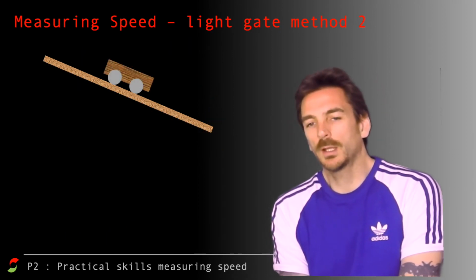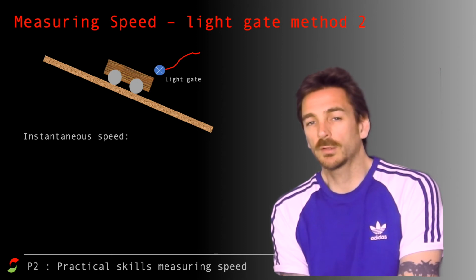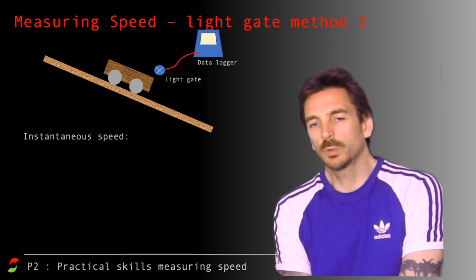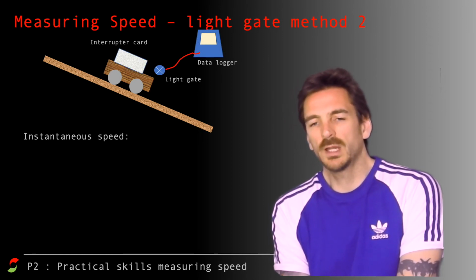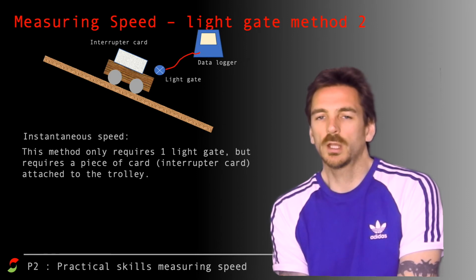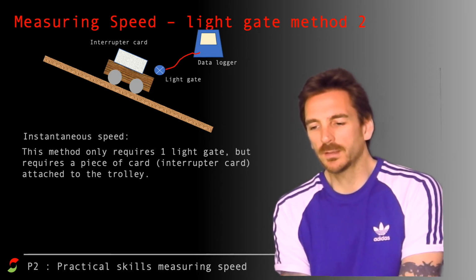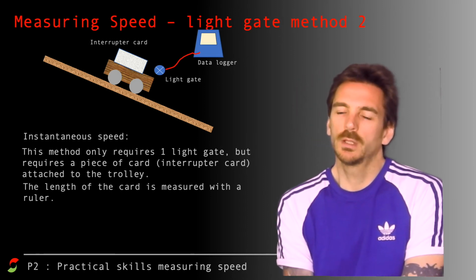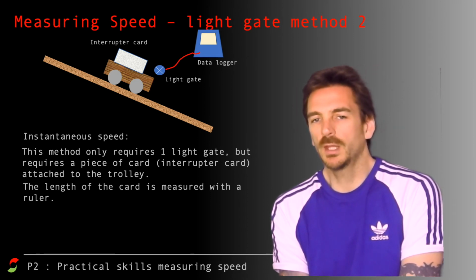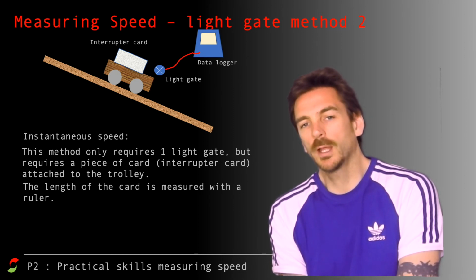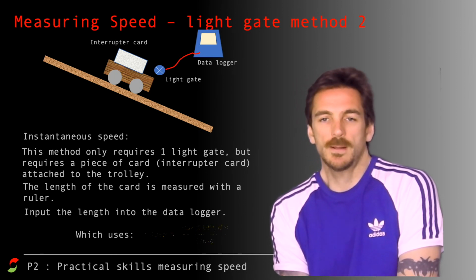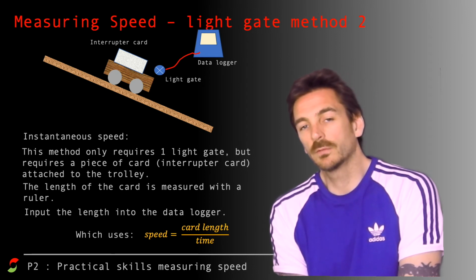Let's have a look at another method then, and this time we're going to look at calculating instantaneous speed, speed at one position. For this one, we're going to use 1 light gate and a data logger. We're going to add an interrupter card, and the interrupter card is just going to break the beam of light. What we need to do is measure the length of that interrupter card. And this time we're going to input that length into the data logger. The data logger has already been programmed with the equation, and what that equation will do is calculate the speed at that point for you.